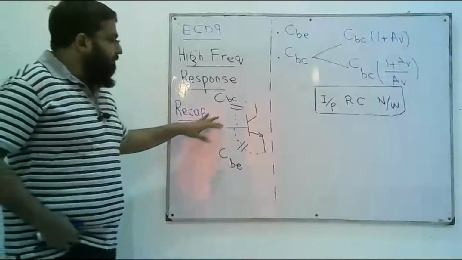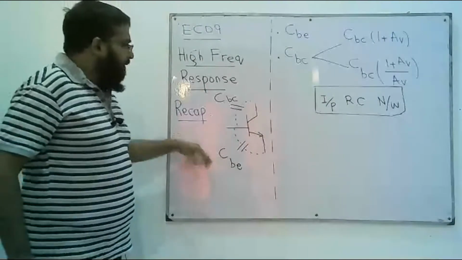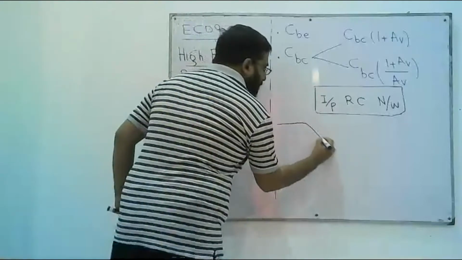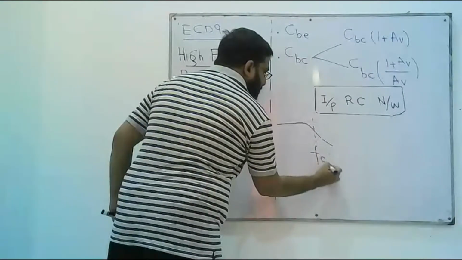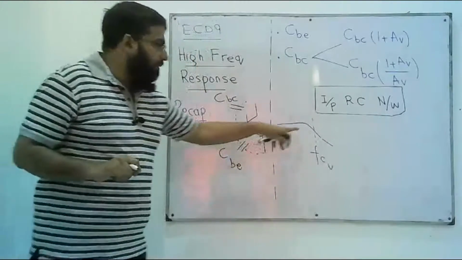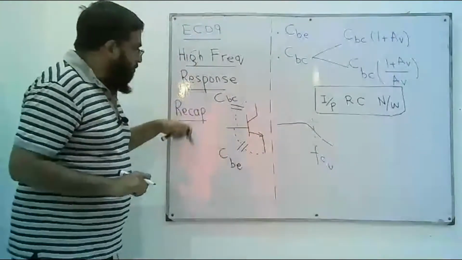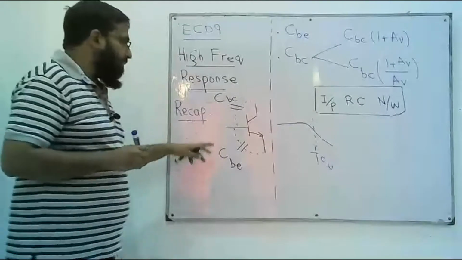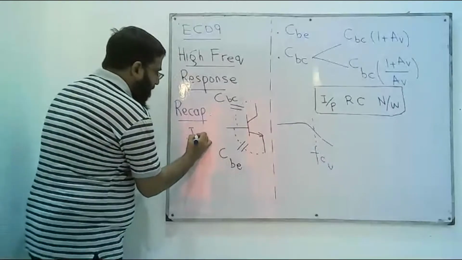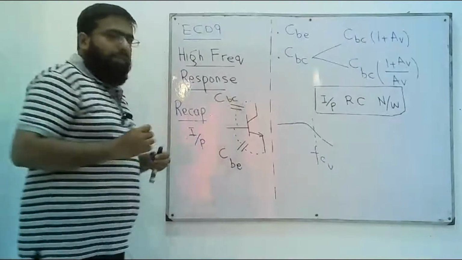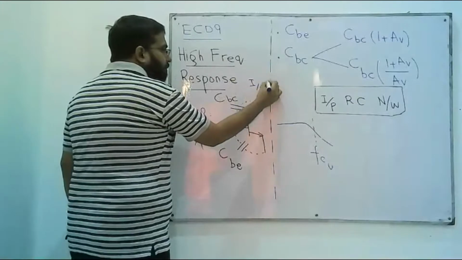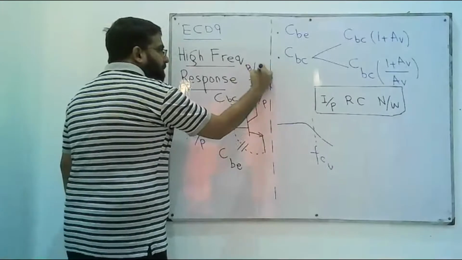For BJT, we have already studied that there are two junction capacitances which are responsible for a decrease in gain at higher frequencies, that is, the upper cutoff frequency fC. For this decrease in gain, the responsible capacitors are these two, CBC and CBE. This CBE is on the input side, as a small recap, whereas the CBC is between input and output.